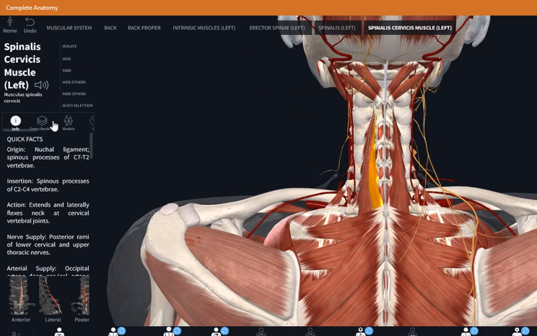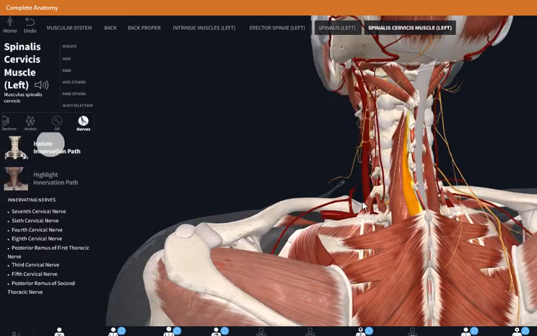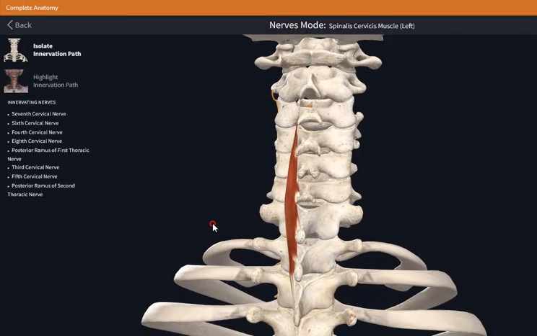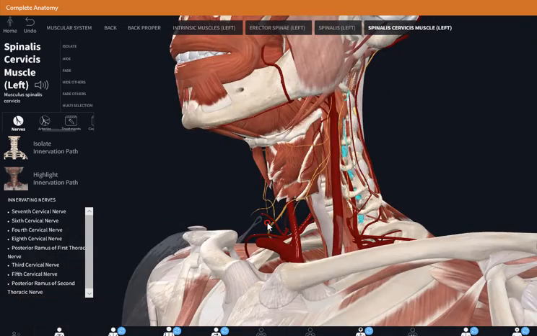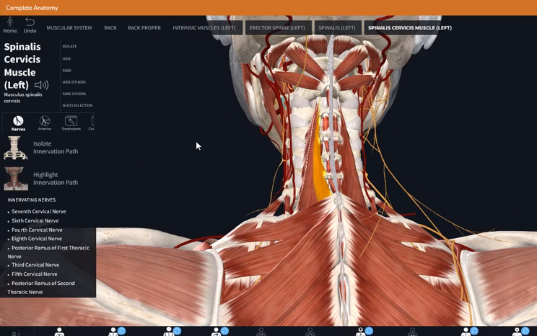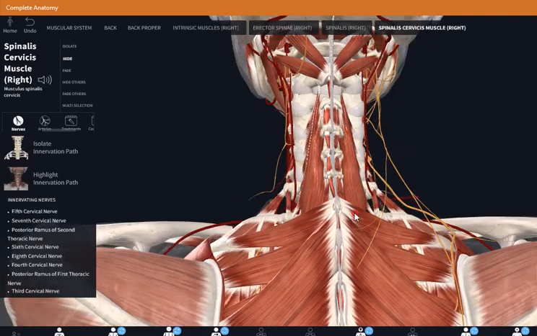Now let's visualize the nerve. You're going to see that it's exactly the same thing. The fibers are coming from the cervical nerves, you have the 4th cervical nerve, the 6th cervical nerve, all that, even the thoracic nerves. Now from here we can remove this, and we can also remove the splenius cervicis muscle on the other side.